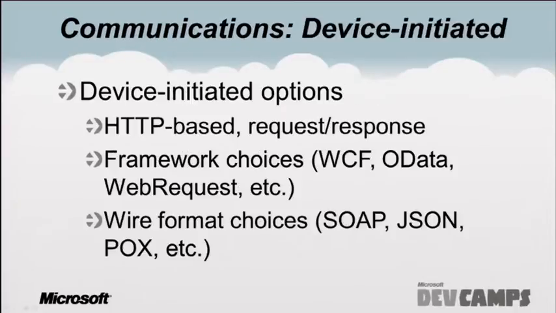So let's first look at device-initiated communications. From the device side of things, we've got simple HTTP requests, so your HTTP request response. You can program with frameworks like WCF and data. And then you've got a number of choices as to how you serialize that data to and from the device. Now, I'd say the most important thing on this slide from a device scenario is your wire format choice. So what I did here is I recalled a blog from Rob Tiffany from quite some time ago, but it was a really good analysis.